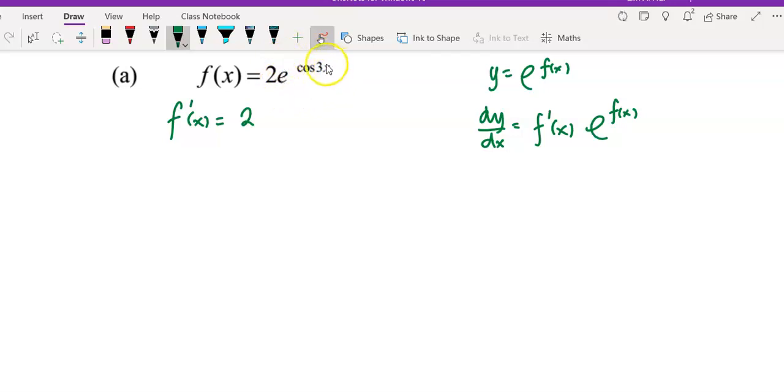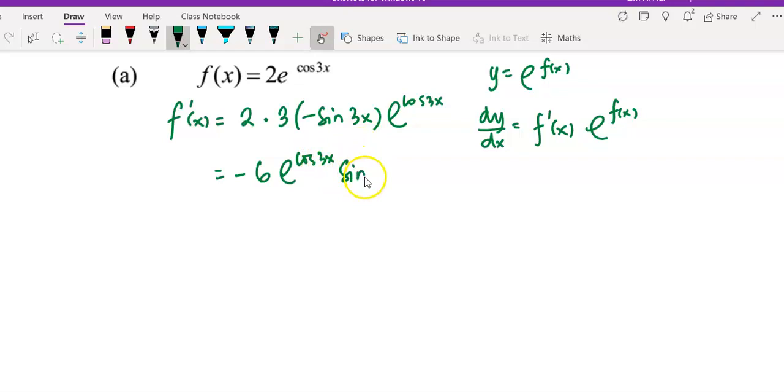To differentiate e power of cos 3x, we need to differentiate the power first, that means differentiate cos 3x. Differentiate 3x, you get 3. Differentiate cos, you have negative sine 3x. And copy back the function itself, because according to the formula, this is your f prime x, which is the derivative of the power, and then you multiply by e^f(x), that is e^cos 3x. Simplify, you get negative 6 e power of cos 3x multiplied by sine 3x.